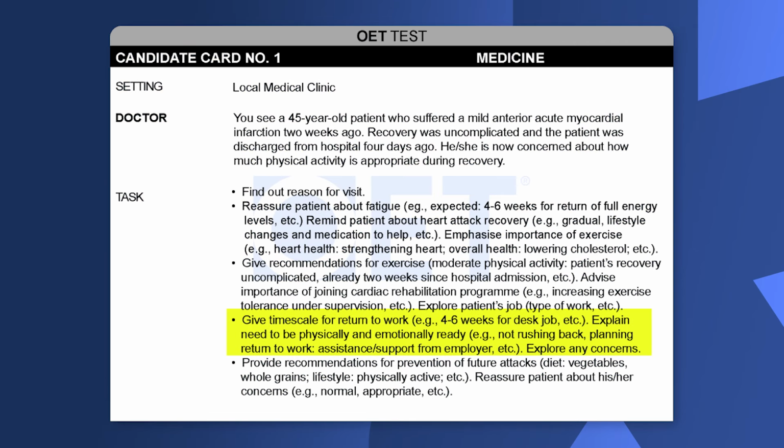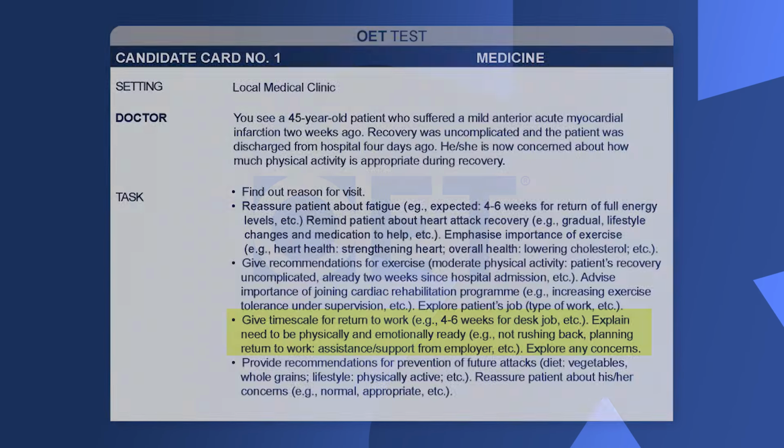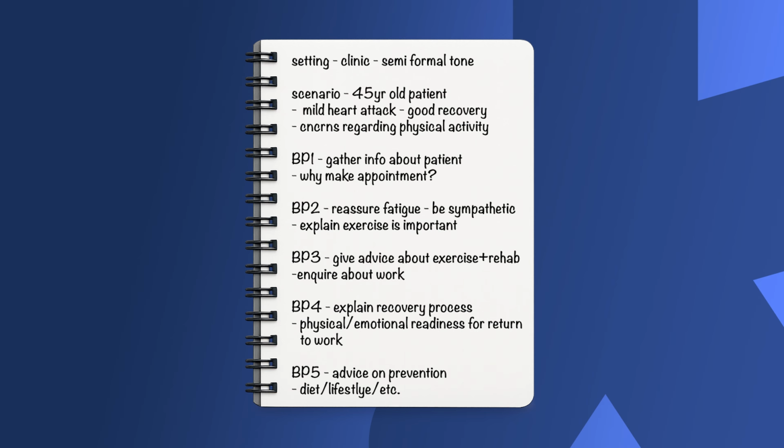Finally, role plays often end with a bullet point requiring you to give advice to the patient. In this role play card, we can see that's also the case. I'll jot down bullet point 5, advice on prevention, i.e., diet, lifestyle, etc. As you can see, our notes are a highly simplified version of the role play card. If you've made good notes, you'll find it much easier to follow the tasks laid out in your notes rather than trying to read the card.